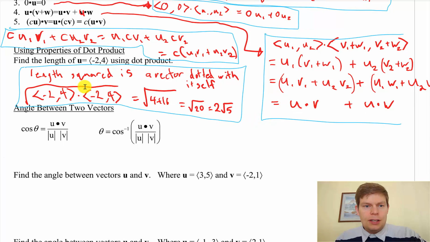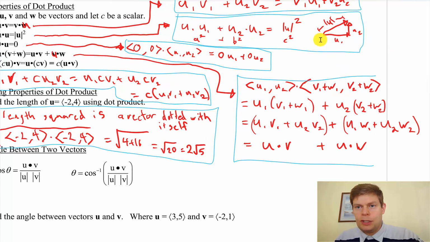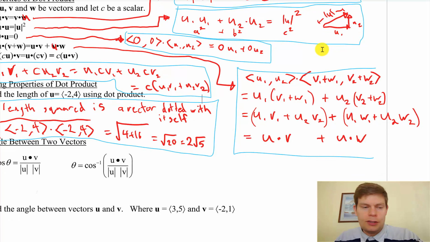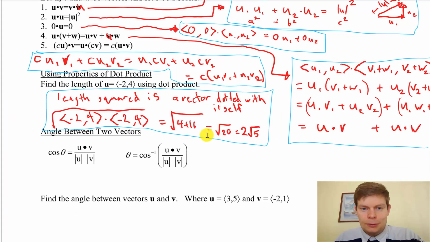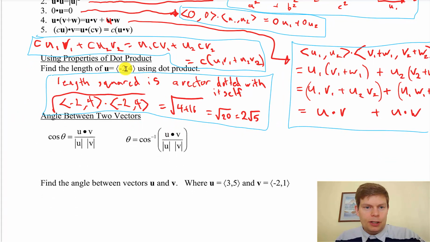And then the next thing, it says find the length using dot product. Length squared is just a vector dotted with itself for reasons explained right here. If you dot a vector with itself, you get the length of the vector squared, because Pythagoras. And so if we want to find the length of this guy, we just dot it with itself. -2 times -2 is 4. 4 times 4 is 16, and we have to take the square root to find the actual length, and we end up with root 20 or 2 root 5.